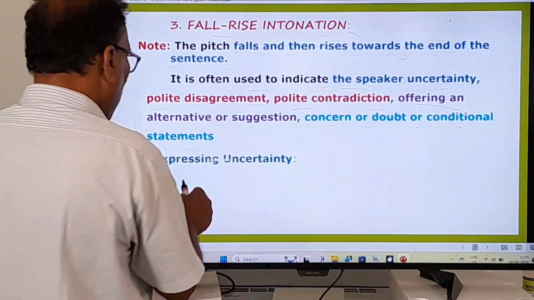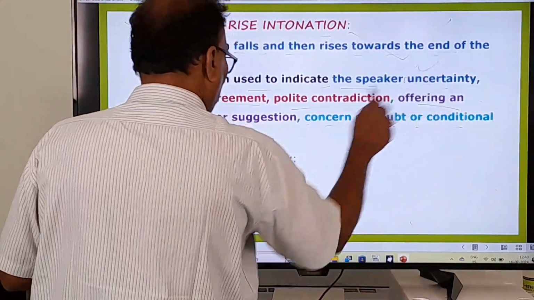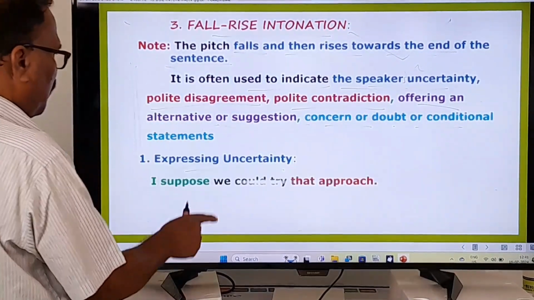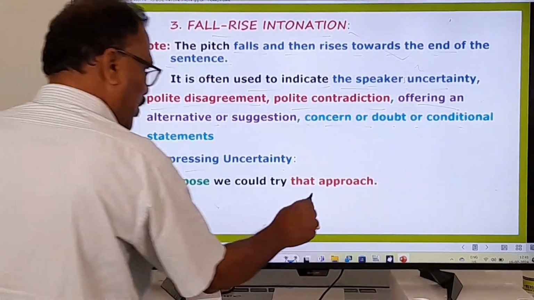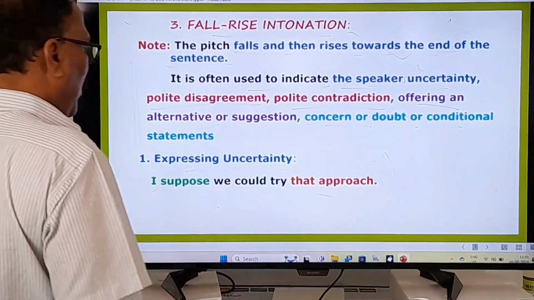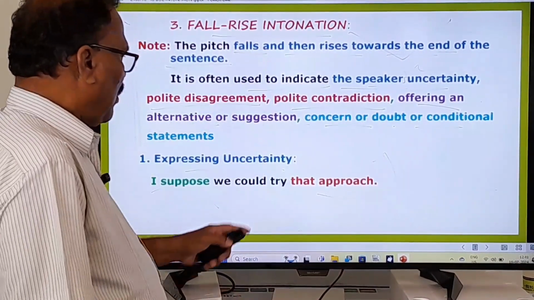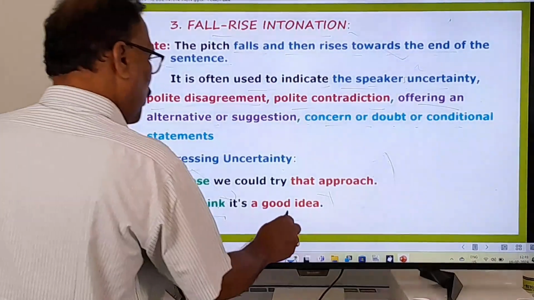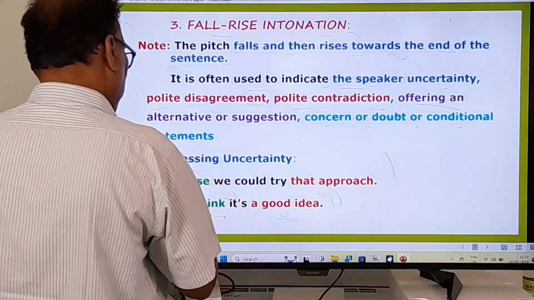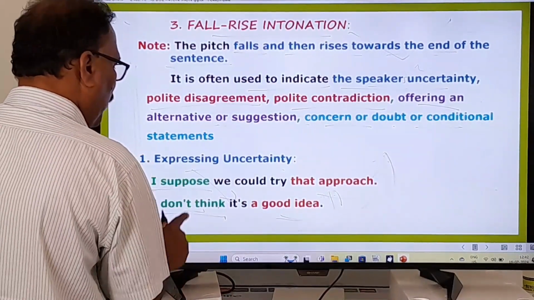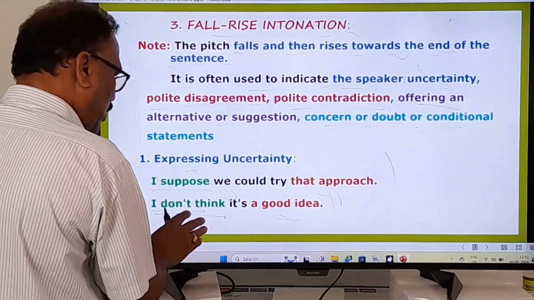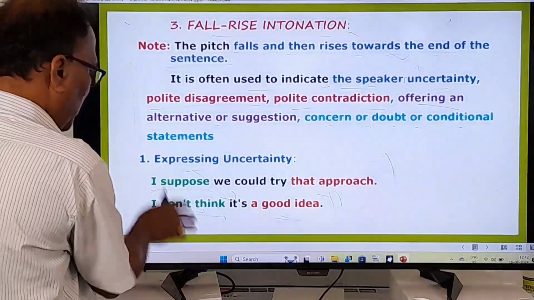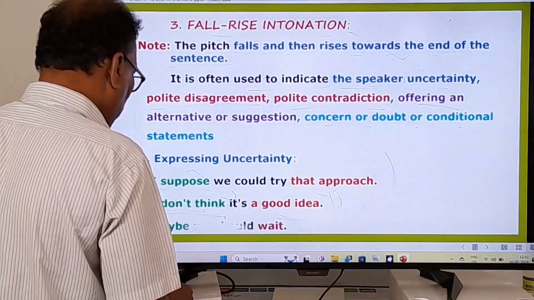Here you pay attention: expressing uncertainty. And here you pay attention, first falling. I suppose, we could try that approach. I suppose, falling, we could try that approach. I don't think it is a good idea. So your voice is going up. This green part is getting the falling intonation. The red part is getting the rising intonation. Falling intonation, rising intonation.